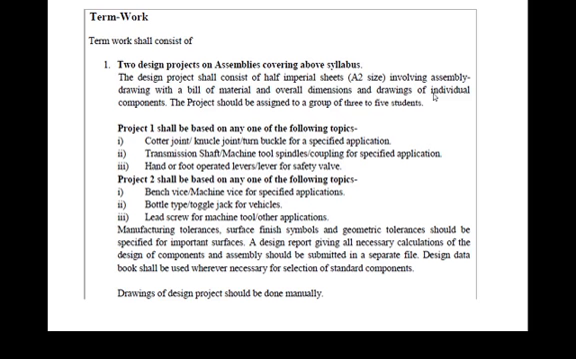Then we need to concentrate on the manufacturing tolerances, surface finish symbols and geometric tolerances for the specified surfaces. Then we need to create a report with the necessary calculations. Then the assembly should be created in a separate file. The design data book has to be used for the different material selection. All the drawings are to be completed. That means in total 2 projects, 2 assemblies, 2 detailed drawings, and 2 reports will be there.